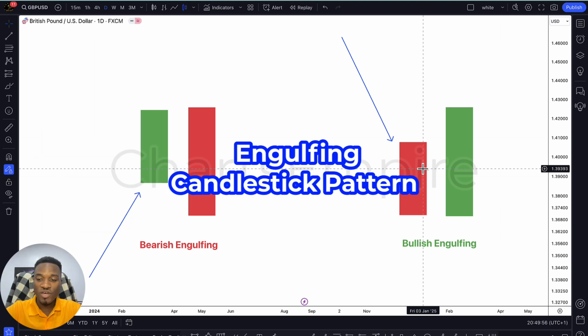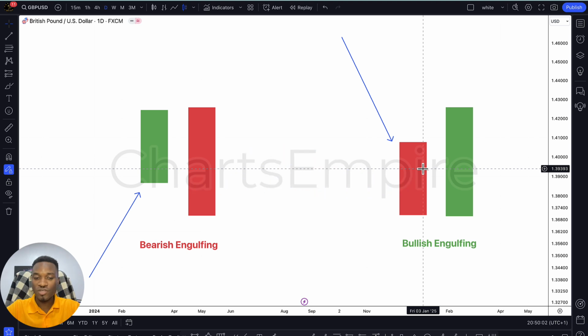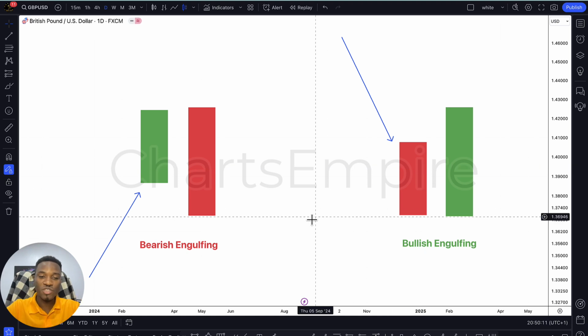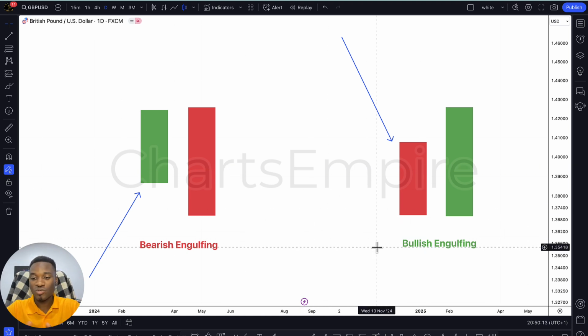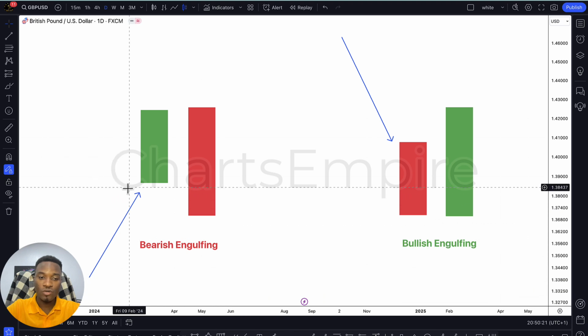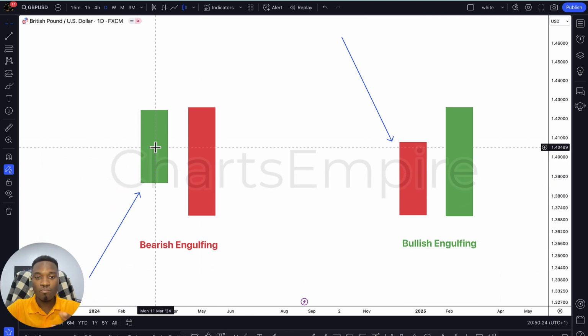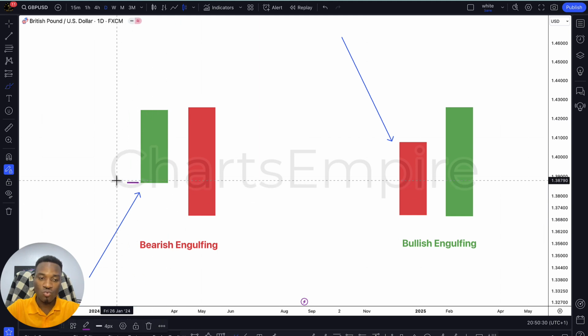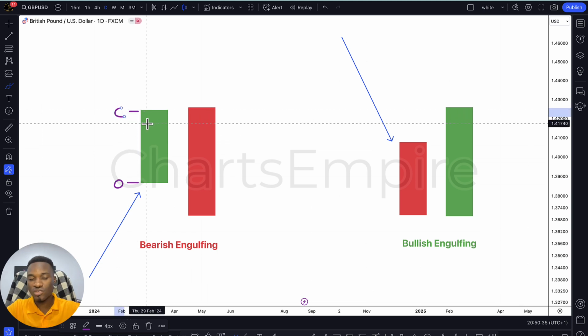So the first candlestick pattern we have on our price chart is the engulfing candlestick pattern. The bearish engulfing candlestick is the selling pattern, and the bullish engulfing candlestick is the buying pattern. Now, what is the bearish engulfing candlestick all about, and what is the bullish engulfing candlestick all about? First, we are in an uptrend market whereby the market keeps on going up, and on this price chart we can see the last buying candlestick, which means the price opened at a lower section and then closed at a higher section. So this shows us this is a bullish candlestick.